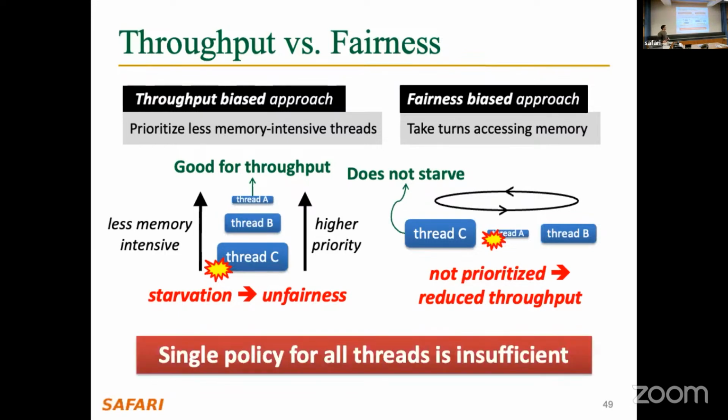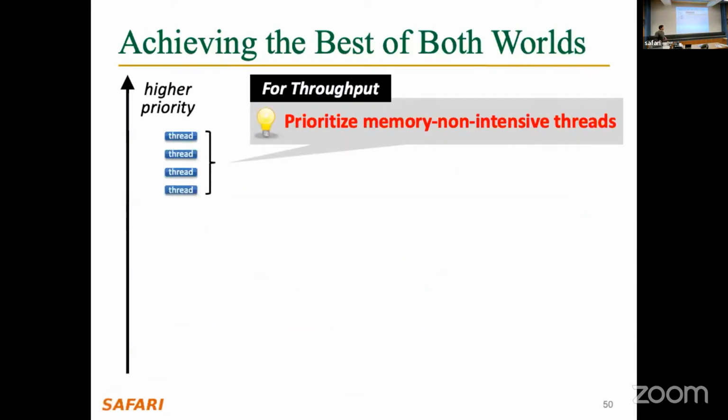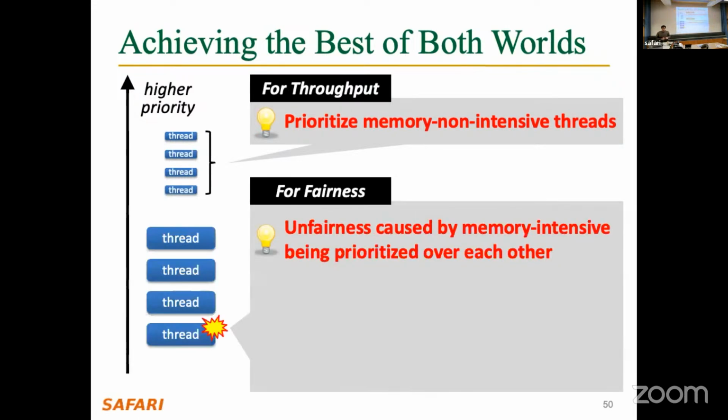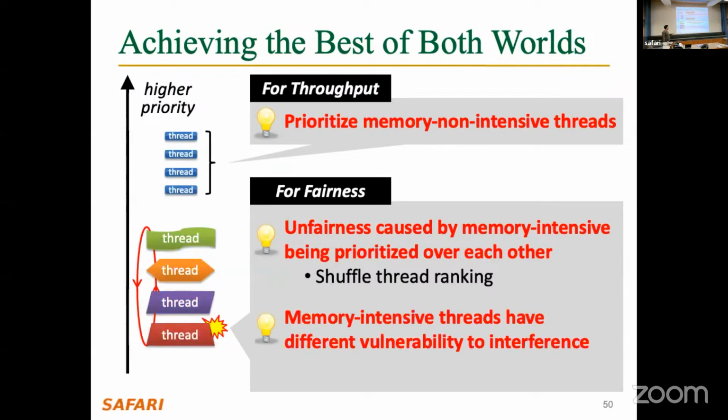Basically, the point we're trying to make here is a single policy for all threads is insufficient. And to achieve the best of both worlds, we will split threads into two groups. So for throughput, we want to prioritize memory non-intensive threads. That's hopefully clear by now. And for fairness, we want to shuffle the thread ranking. Ranking means the order in which we prioritize the requests from each thread. We will shuffle their ranking.